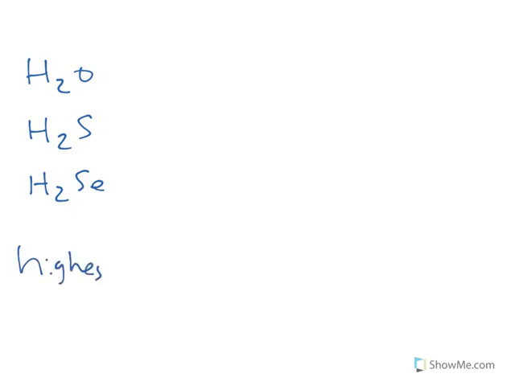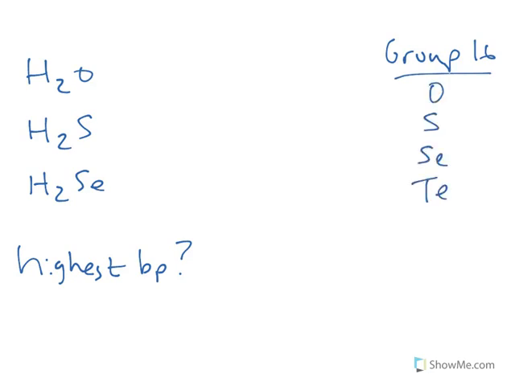One final question on this. Which one of these is going to have the highest boiling point? We've got H2O, which is, of course, water, H2S, hydrogen sulfide, and H2Se, hydrogen selenide. These all come from group 16. So again, to recap, we go oxygen, sulfur, selenium, tellurium.